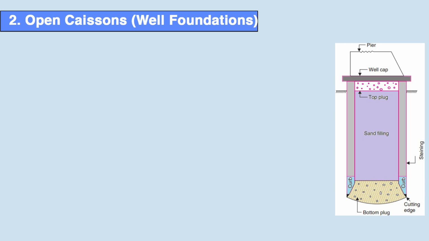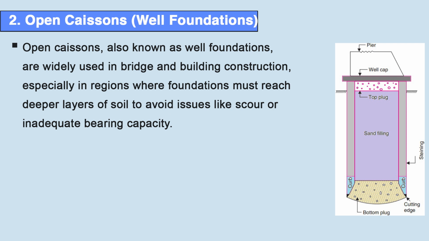Their main advantages lie in their simplicity and ease of construction, particularly in shallow water where deep excavation is not required. Then the next is open caissons, that is well foundations. Open caissons, also known as well foundations, are widely used in bridge and building construction, especially in regions where foundations must reach deeper layers of soil to avoid issues like scour or inadequate bearing capacity.